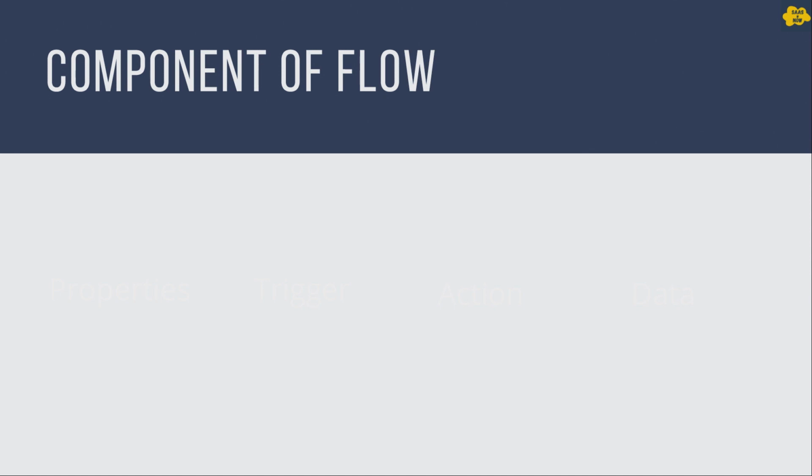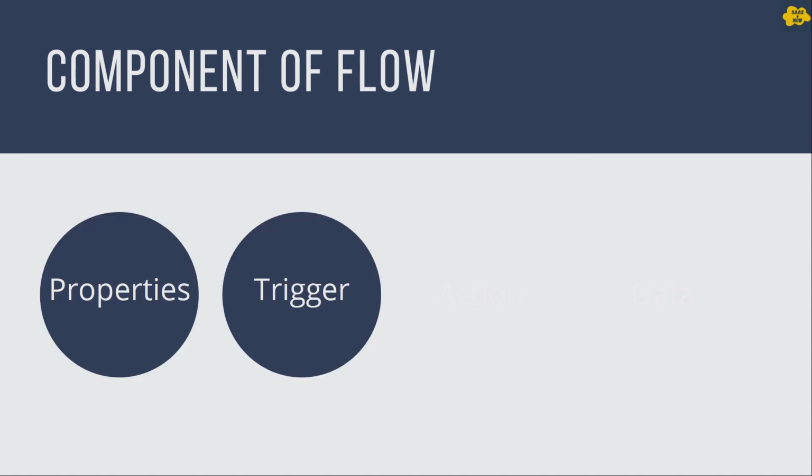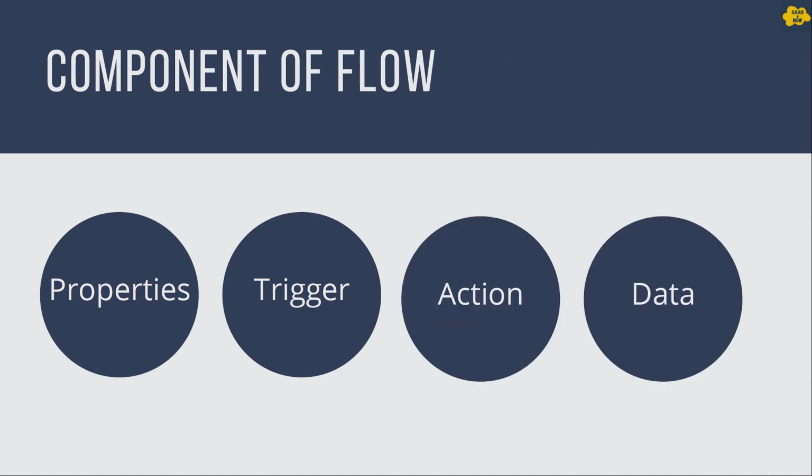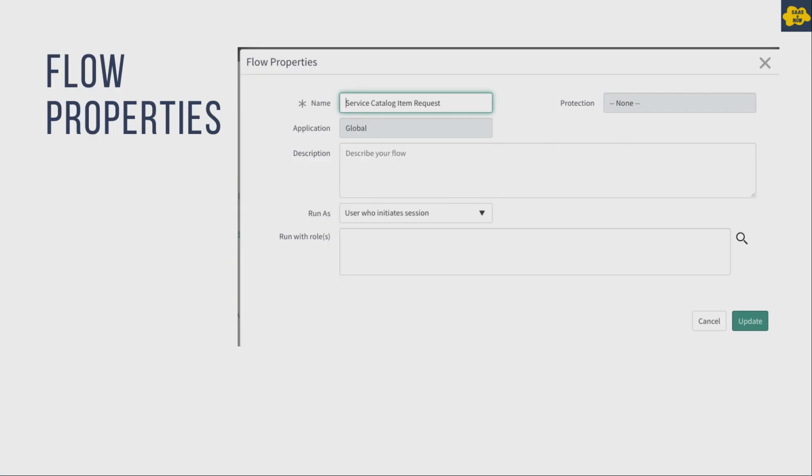Components of flow. Flow consists of properties, trigger, action, and data which can be collected or created. Flow properties. Flow properties consist of the information about a flow, like name, application, description, and run as. You have to provide this information when you create a new flow in ServiceNow.